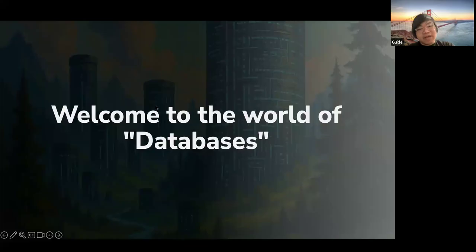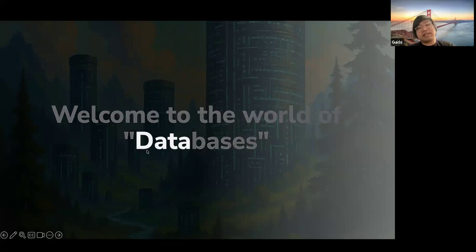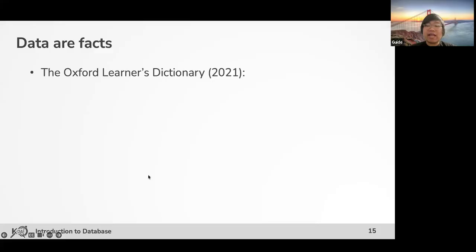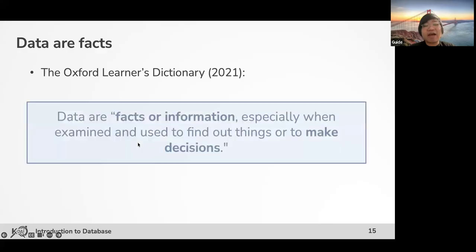Right, let's get into the topic today. Welcome everyone to the world of databases. But before we can talk about databases, note that the word consists of two words, data and base. So let's talk about what data is. According to the Oxford Learner's Dictionaries, data are facts or information, especially when examined and used to find out things or to make decisions. Key terms: data are facts or information that we can use to make decisions.